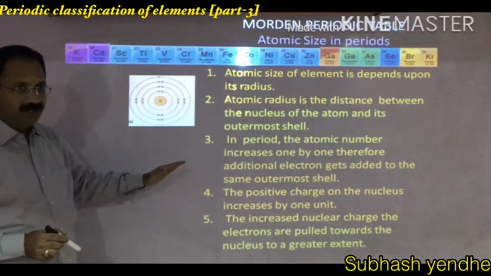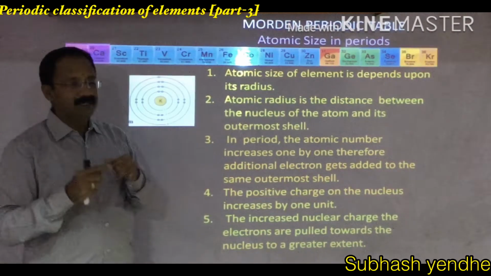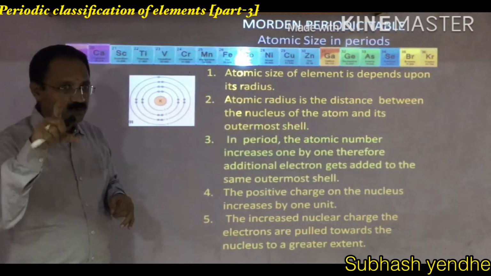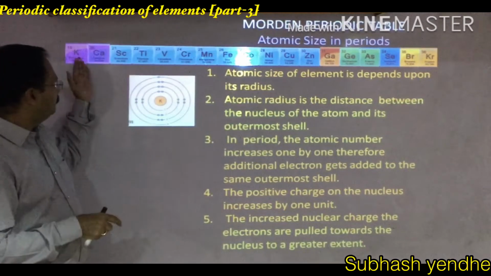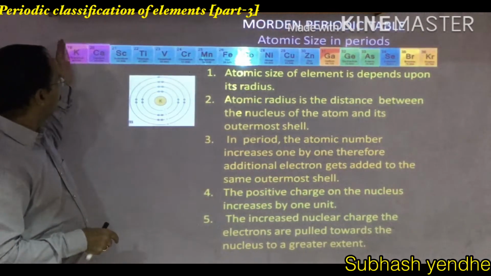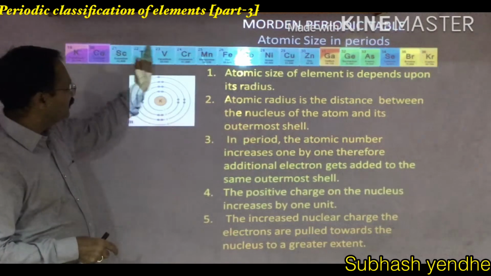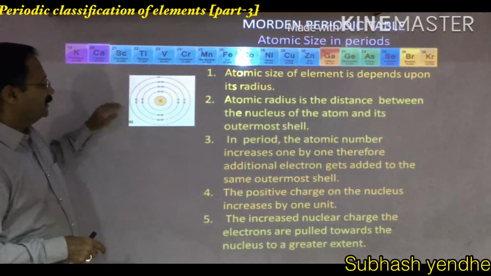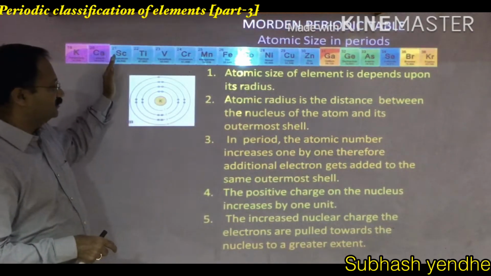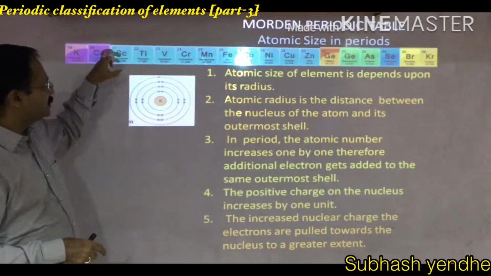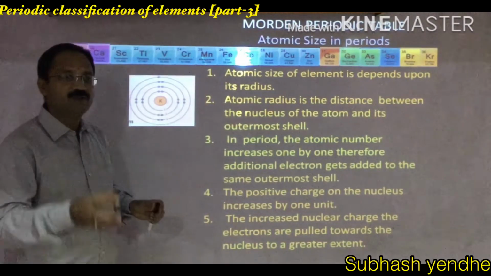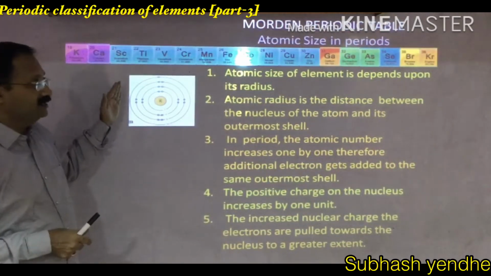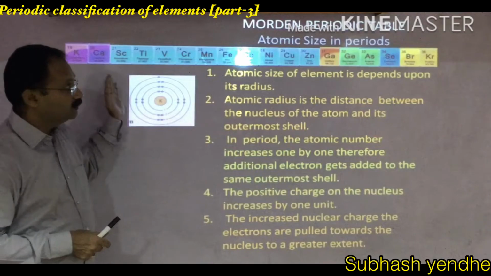Again, I am going to tell you in shortcut: atomic size of an element depends upon the radius. Radius is nothing but the distance between the nucleus and the outermost shell. In a period from left to right, the atomic number increases. Therefore, one electron is added in the same shell. Therefore, the positive charge increases by 1 unit and the nuclear charge increases. Therefore, the electron is pulled toward the nucleus to a great extent. Therefore, atomic size in a period decreases from left to right.